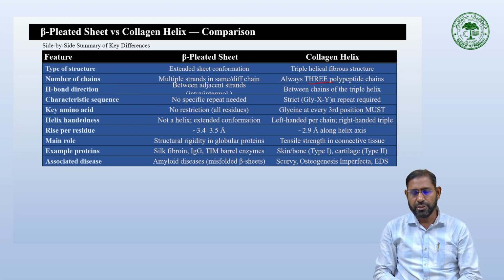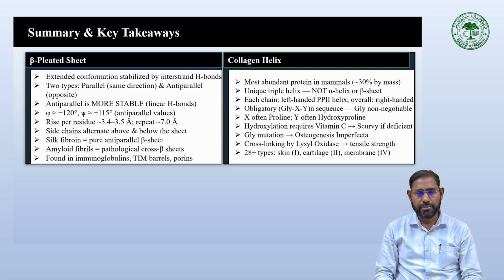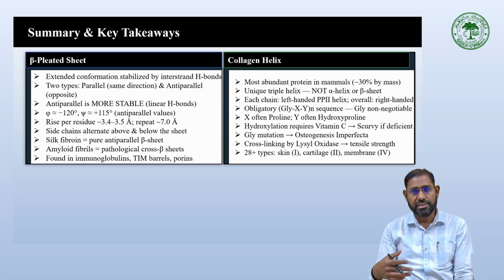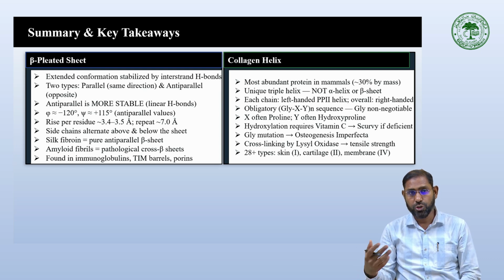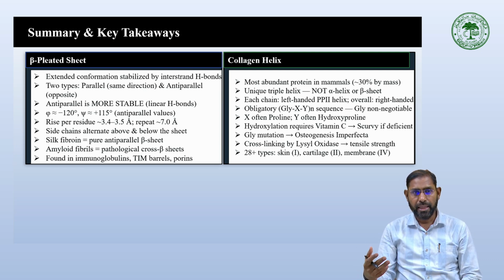The diseases associated with beta pleated sheets are amyloid diseases, misfolded beta sheets in neurodegenerative diseases like Alzheimer's and Parkinson's. In the case of collagen helix, the diseases associated are scurvy, osteogenesis imperfecta, and also EDS syndromes. Now, the summary and key takeaway: the beta pleated sheet is an extended conformation stabilized by interstrand hydrogen bonds, and two types exist: parallel, in the same direction, and anti-parallel, in the opposite direction.